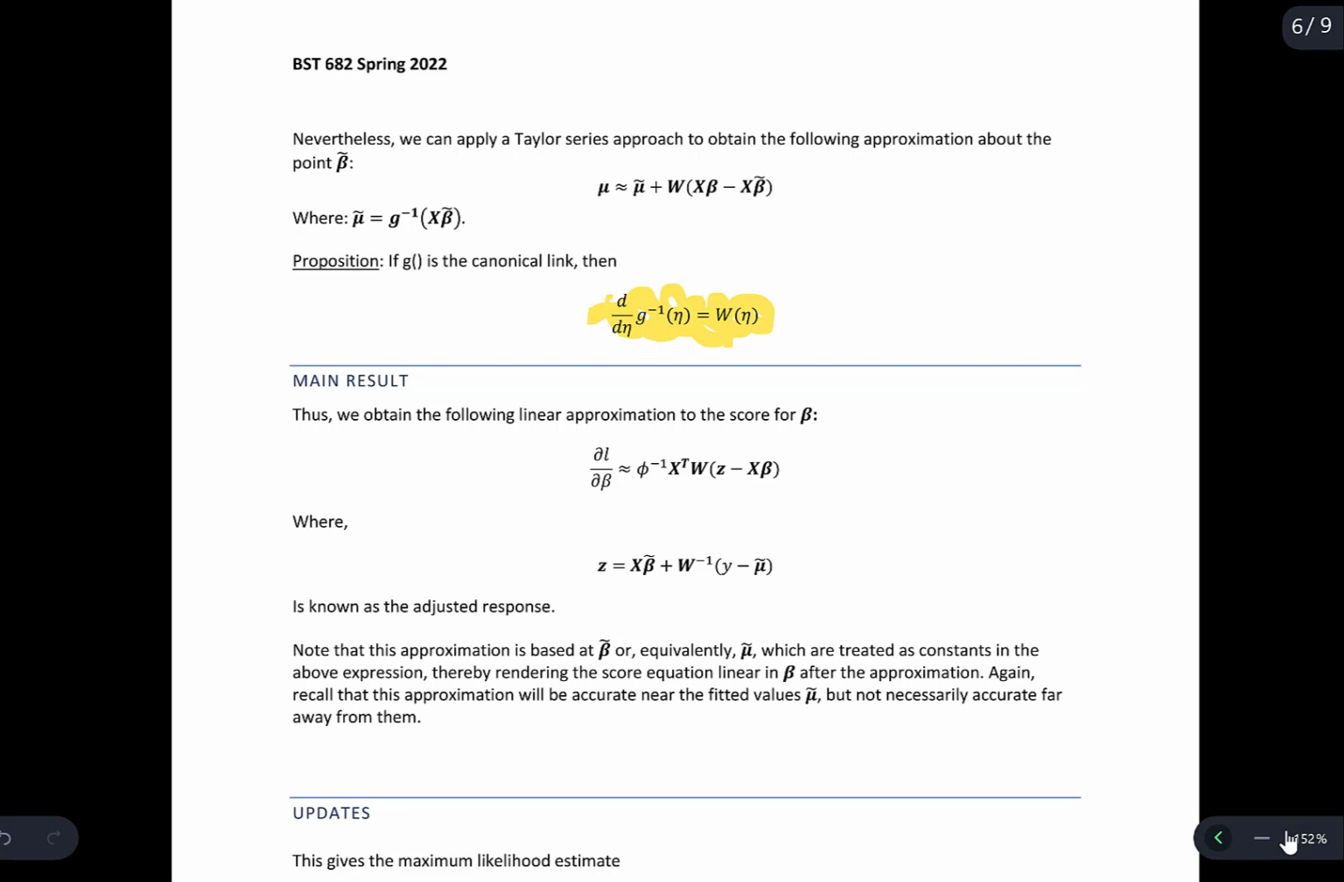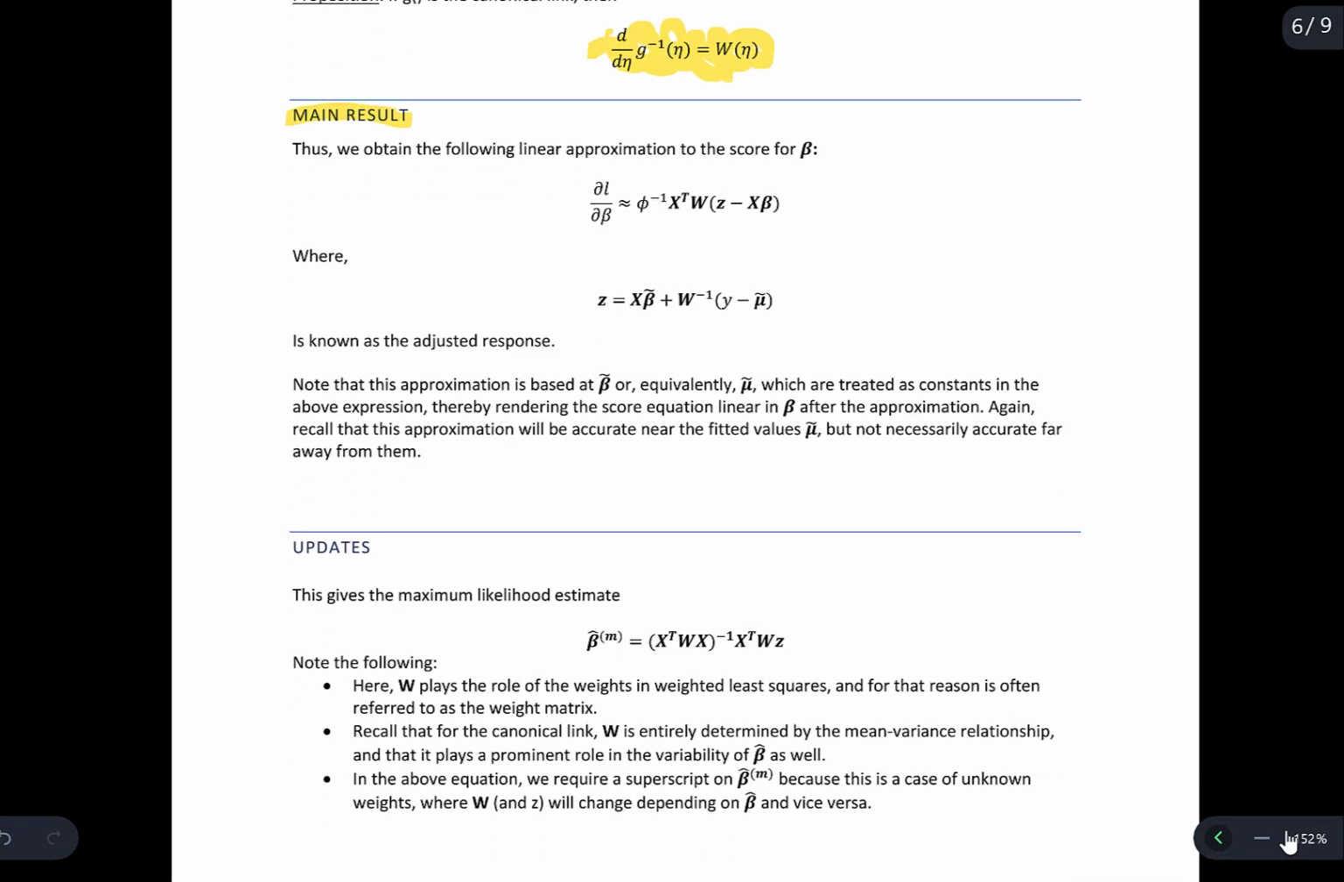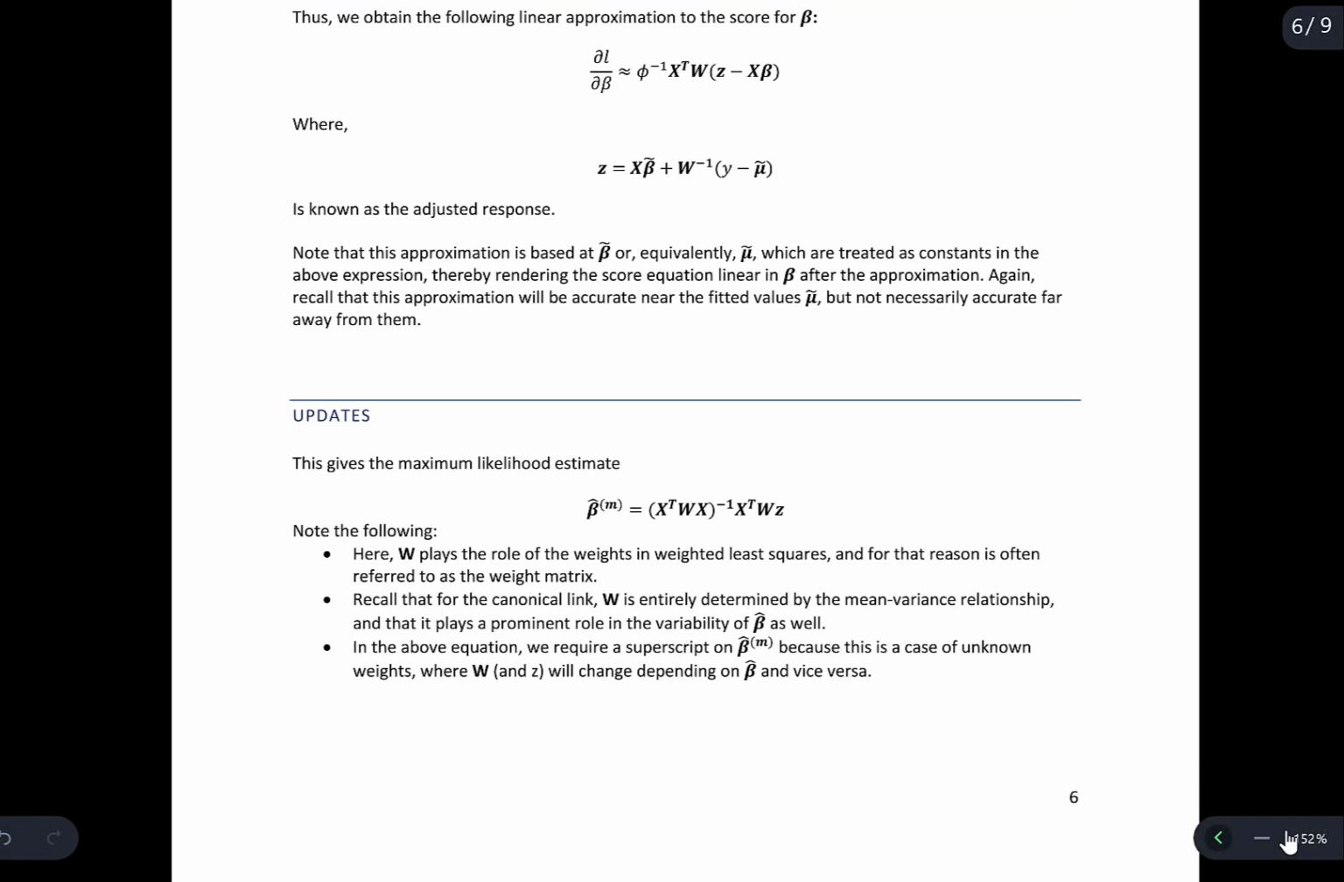Okay, so now with all that being said, what we really care about is this next main result: we obtain the following linear approximation to the score for beta. This approximation is based at beta tilde, or equivalently mu tilde, which are treated as constants in the above expression, thereby rendering the score equation linear in beta after the approximation. And again, recall this approximation will be accurate near the fitted values of mu tilde, but not necessarily accurate far away from them.